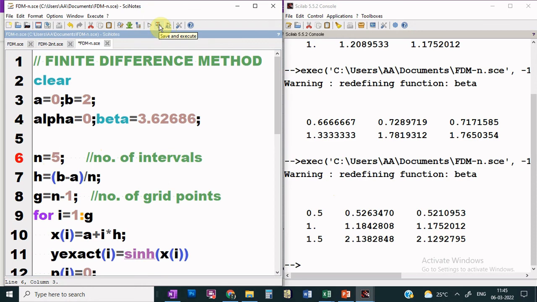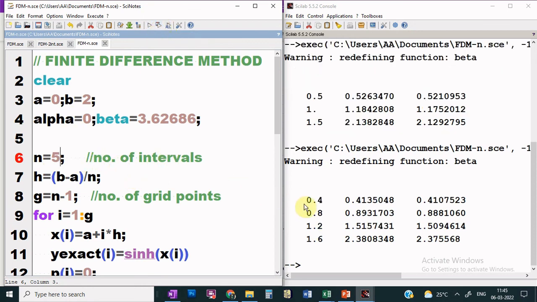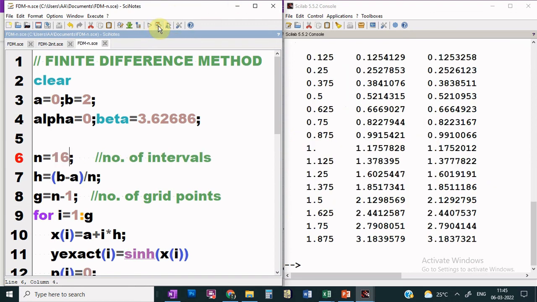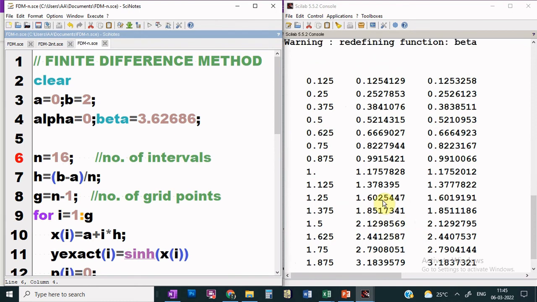Now let us increase the number of intervals further. If I give 5 intervals for 4 grid points, this is what I'm getting. We can compare the calculated value and the exact value. So we see that now the error is getting reduced. On increasing it further, it is working, and you can now run this program for any number of intervals. Let us run it for 16 intervals now. We see that this is the result. So this program is working fine, and we see that the accuracy is also improving as we increase the number of intervals. Now the calculated value is quite close to the exact one for the 16 intervals case.